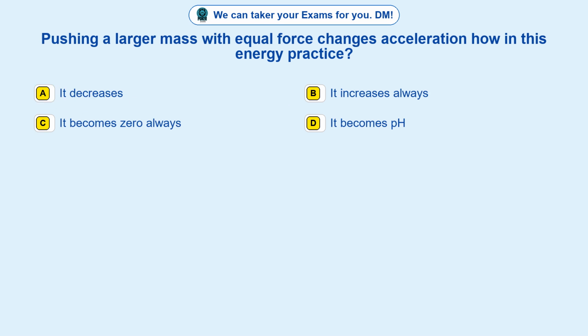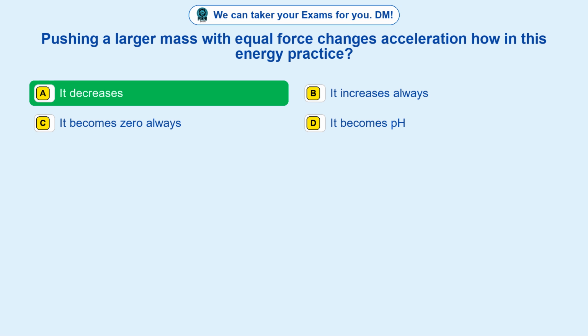Question 58. Pushing a larger mass with equal force changes acceleration how in this energy practice? Option A, it decreases. Option B, it increases always. Option C, it becomes zero always. Option D, it becomes pH. The correct answer is option A, it decreases.